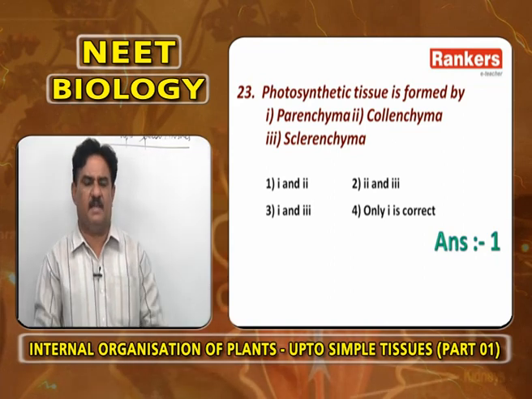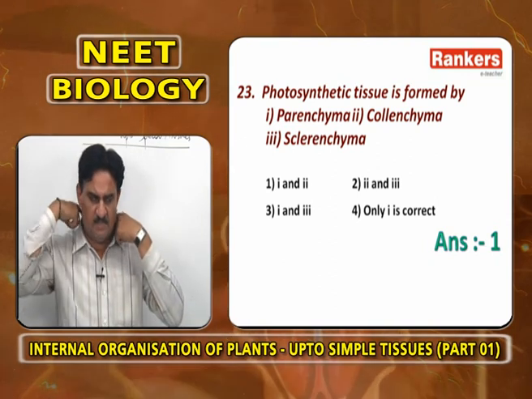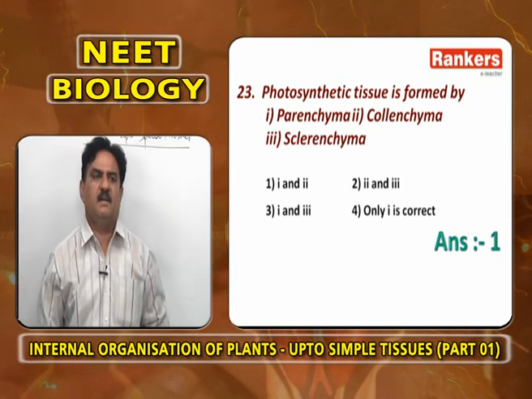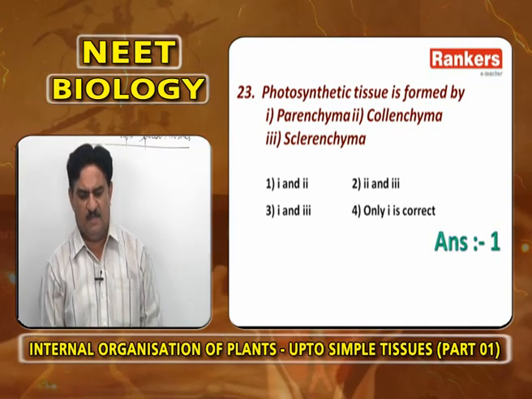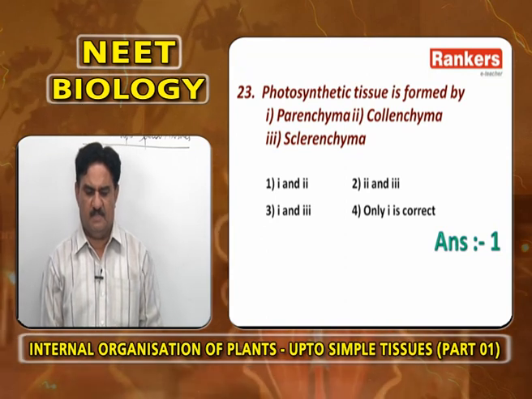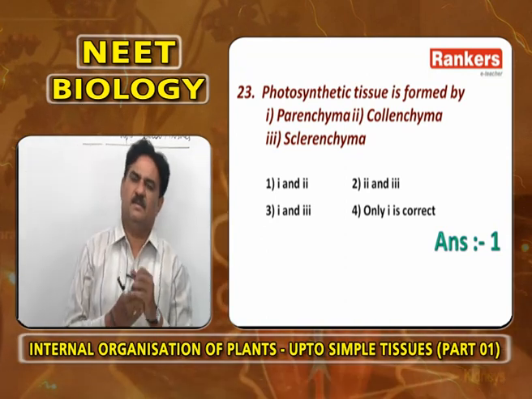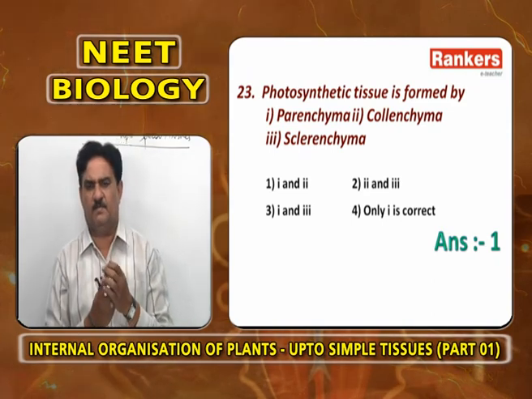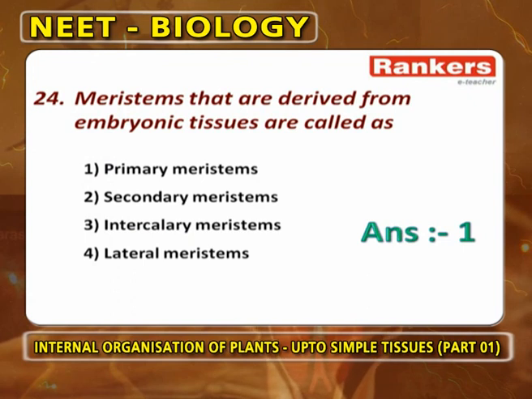Sclerenchyma is a non-protoplasmic dead tissue with highly lignified cell walls and narrow lumen. Here cell organelles like chloroplasts are completely absent, so they cannot perform photosynthesis. So, the answer is parenchyma and collenchyma. 1 and 2 are the tissues which can perform photosynthesis.